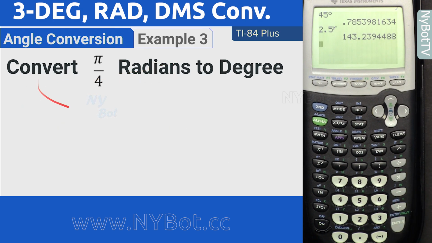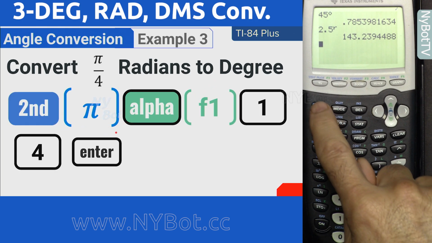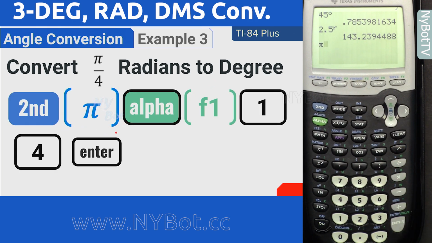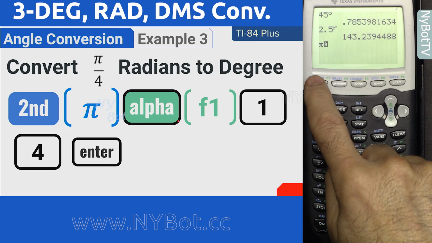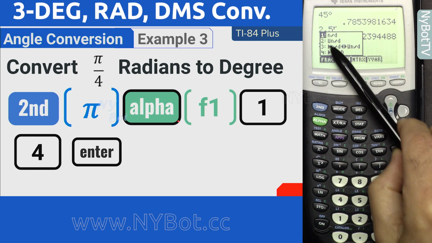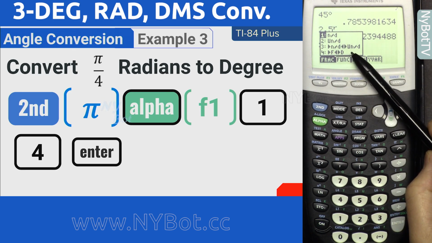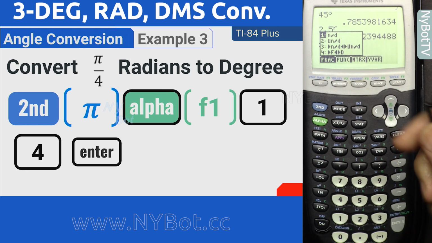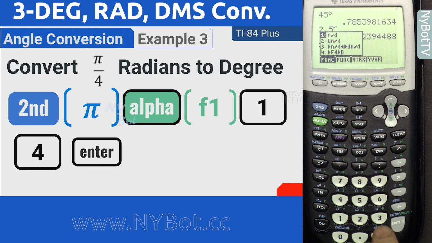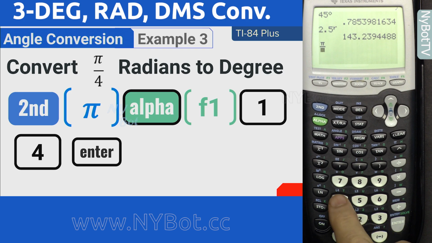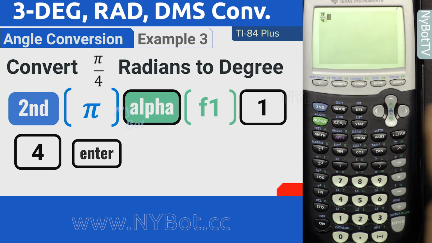Now example 3, we want to convert pi over 4 radians to degree. So second function pi and then for pi over 4 press alpha F1. If you cannot see the menu, it means that your calculator needs a software upgrade. I have a full video for that. The link is below the video in the description. So I'm pressing 1 and then 4. But you could enter pi divided by 4 as well. And go to the right, enter.